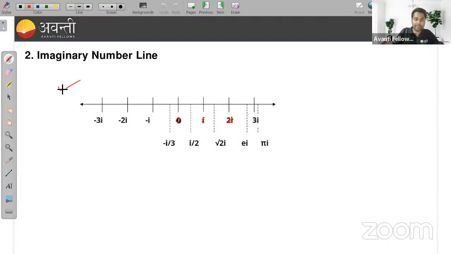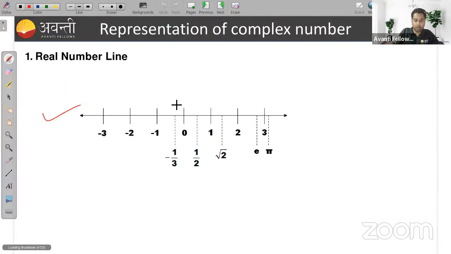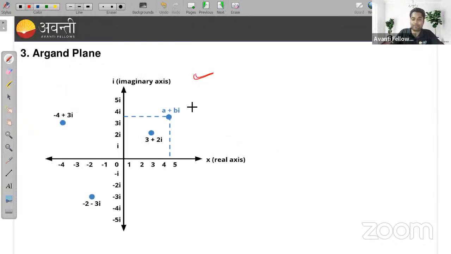So if we place this imaginary number line vertically on the real number line, that will give you a figure like the Cartesian plane. If we take the x-axis as my real axis and the y-axis as my imaginary axis, then in the Cartesian coordinate system, we know the x-axis represents the real numbers, and the y-axis represents the other axis.